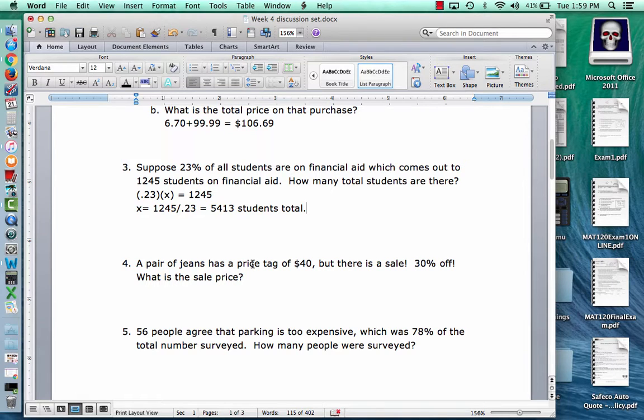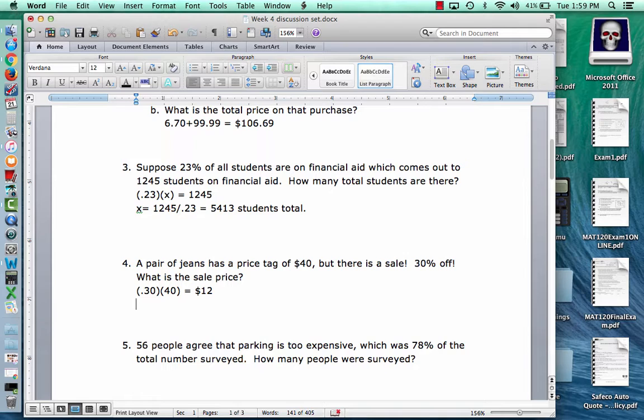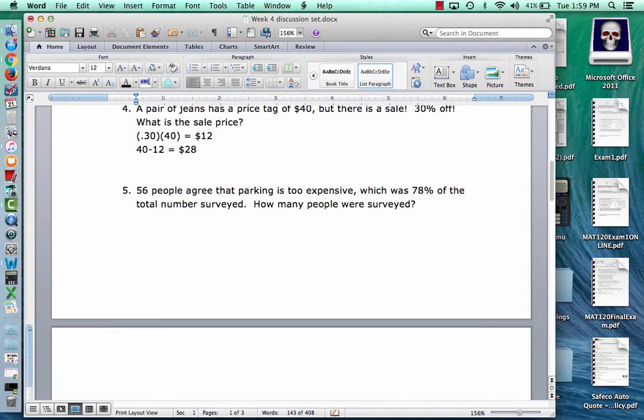Next, a pair of jeans had a price tag of $40, but there's a sale, 30% off. What is the sale price? So we're going to take 30% of the price, which is $40, and get $12. That's the discount. To get the actual sale price, we're going to have to do $40 minus the $12 discount. It should give you a $28 sale price. So $28 is the final answer there.